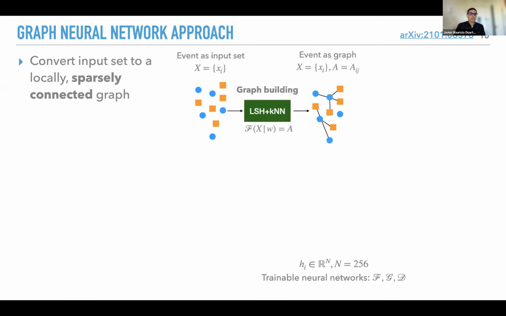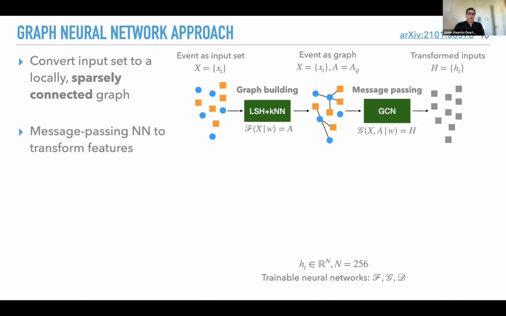We convert this input set into a locally sparsely connected graph, and this is done with so-called locality sensitive hashing plus k nearest neighbors. Locality sensitive hashing is basically like you first bin it geometrically, in eta-phi space. Then of this smaller set of nodes, you apply k nearest neighbors. This is a way to computationally improve the efficiency so that you don't have to do k nearest neighbors over the full set of nodes.